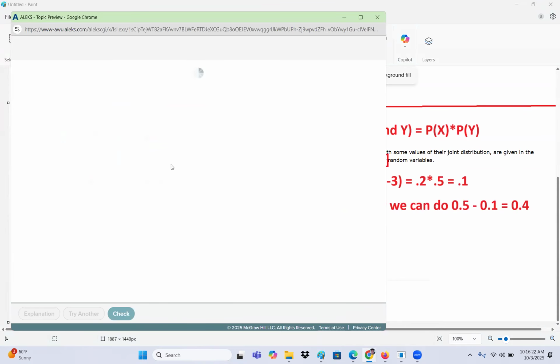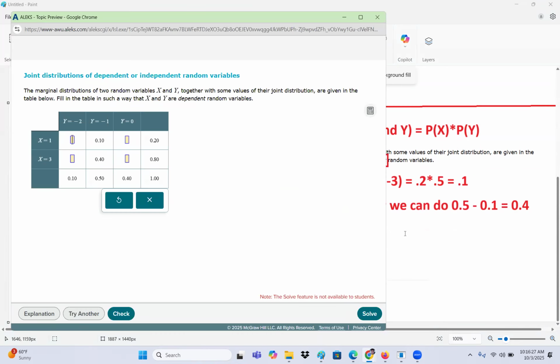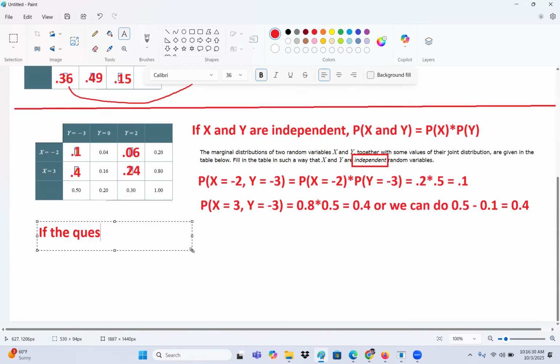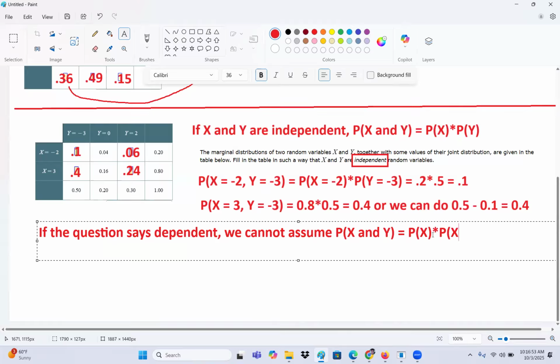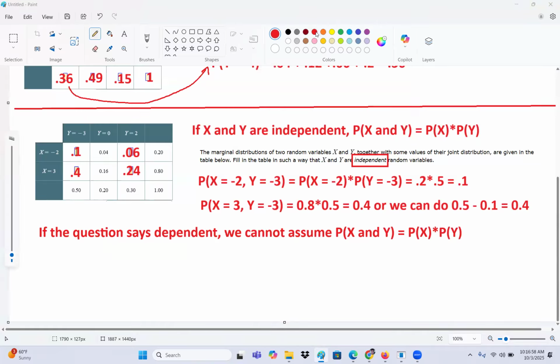And if the question says dependence, for example, then that is what makes it necessary that this is true. There's no way we can assume that P of X and Y equals P of X times P of Y. So in other words, we don't have that property, right?